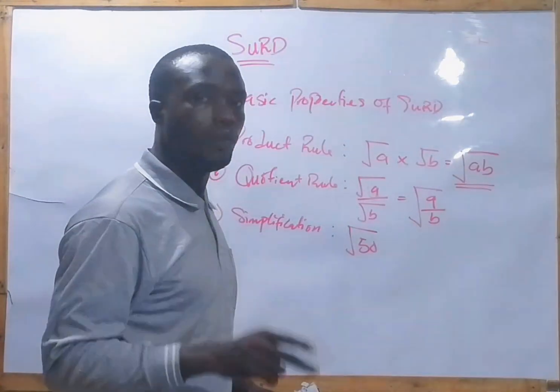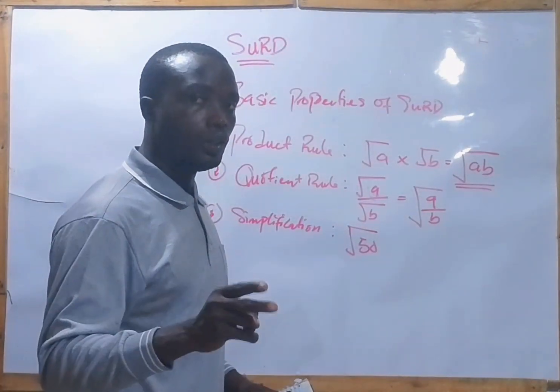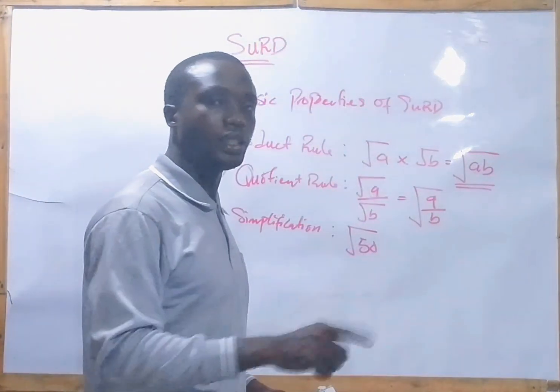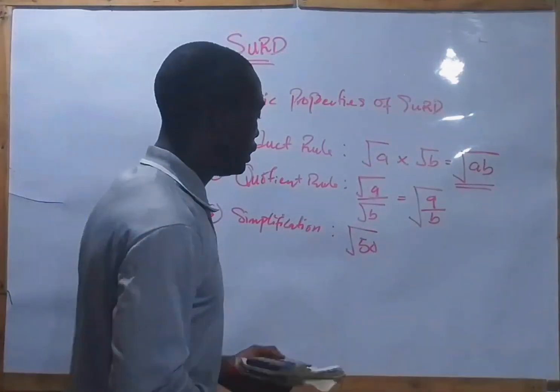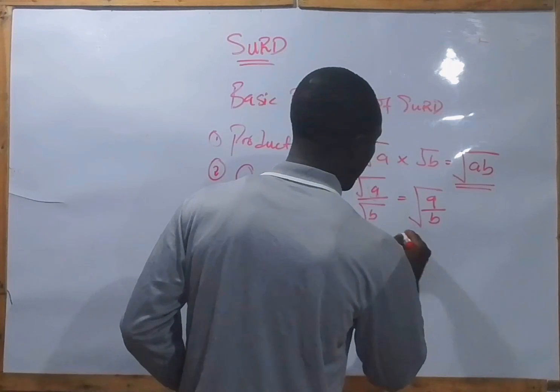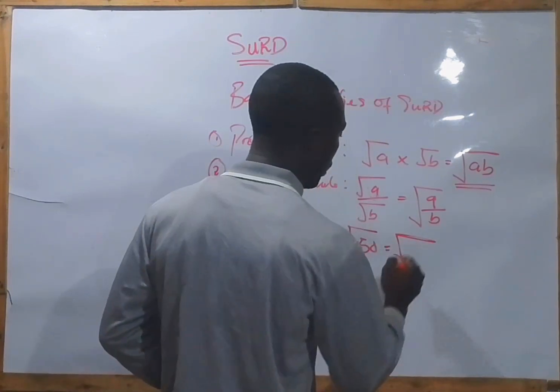divided by 2 will give you what? Will give you 25. So the square root of 25 is automatically what? It's automatically 5. So what you do here is this. You say equal to square root of what?